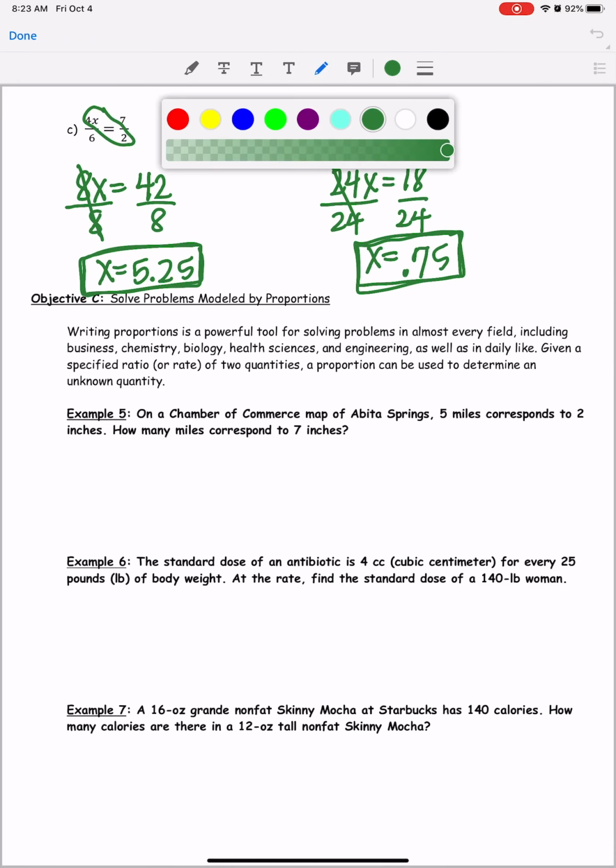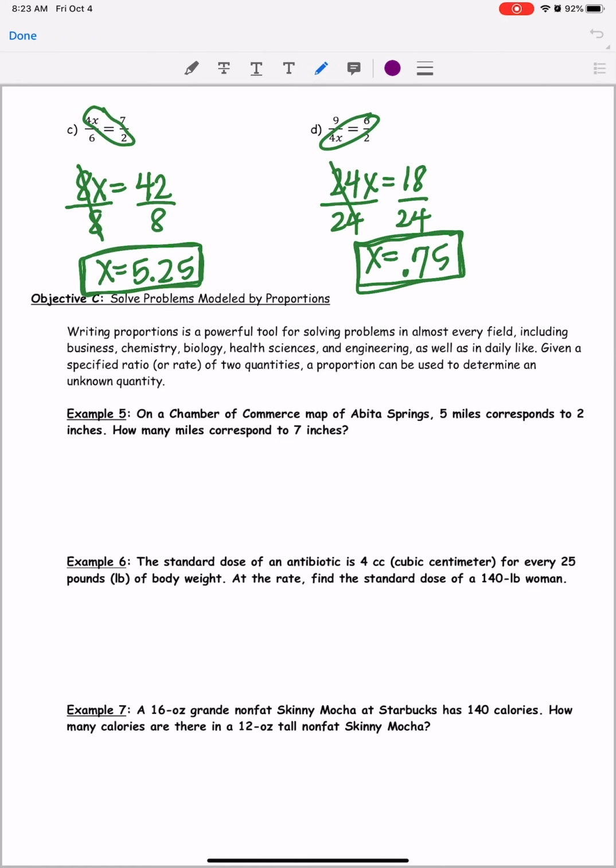So now that we know how to solve proportions, now we need to write our own proportions and solve problems. So it says right here, writing proportions are a powerful tool for solving problems in almost every field, including business, chemistry, biology, health science, and engineering, as well as in daily life. Given a specific ratio or rate of 2 quantities, a proportion can be used to determine unknown quantities.